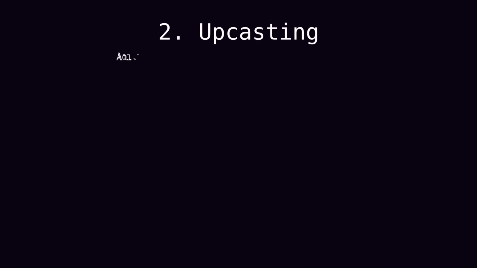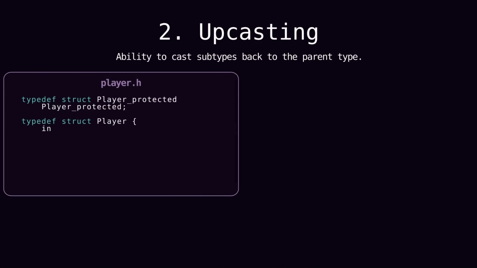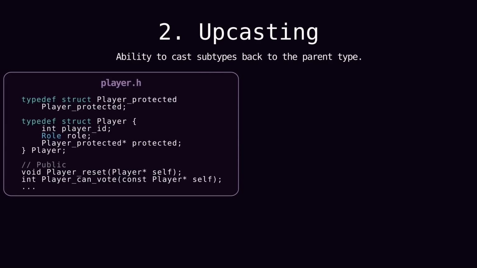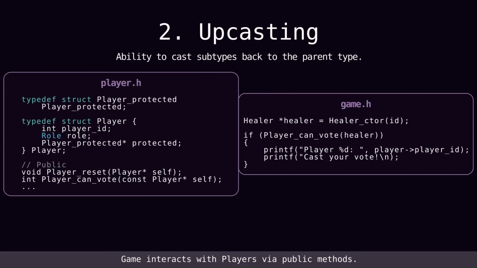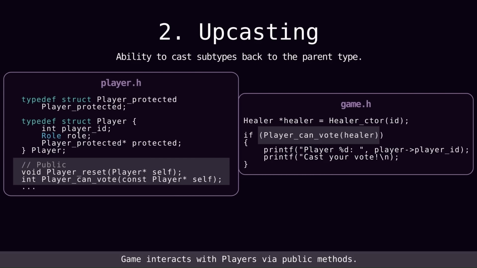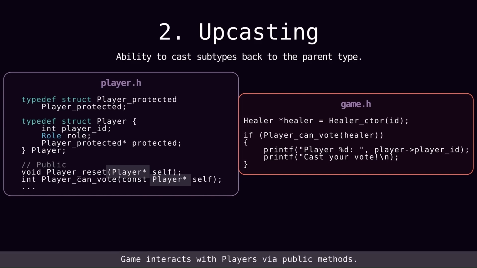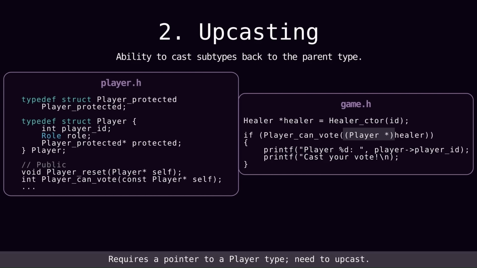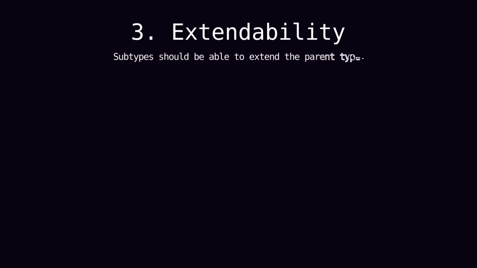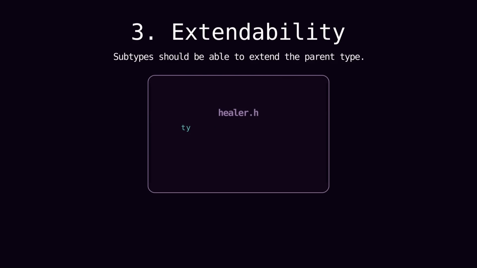2. We need to be able to treat all subtypes as the base player type. This means casting player subtypes back to the player parent type known as upcasting. Remember from the abstraction pillar that the game object will be interacting with the players through public functions in the player API. These methods accept a pointer to a player type, so we need to be able to treat the player subtypes as generic players through upcasting. 3. We need the player subtypes to be able to build upon the player abstract type.